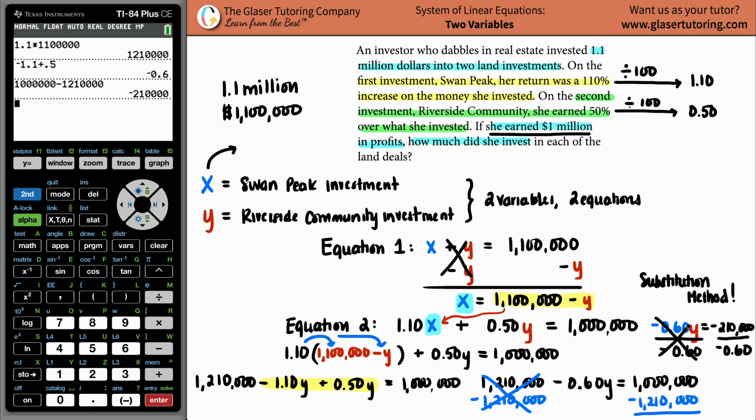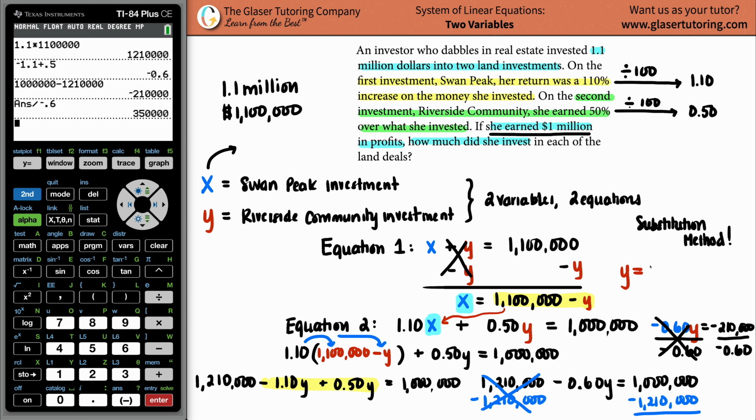But now we finally have our y value. So maybe what I'll do is I'll put this up here and then we'll say y equals. Keep in mind that y was the Riverside Community investment. So this divided by negative 0.6 is 350,000. So $350,000 was invested in Riverside Community.